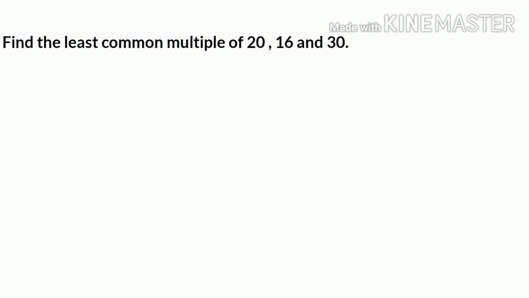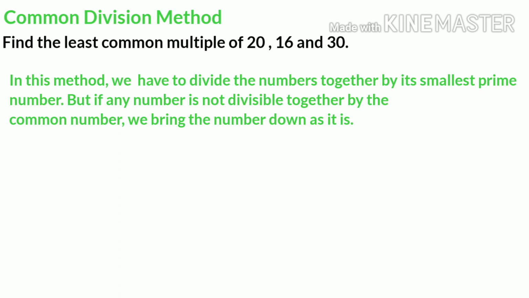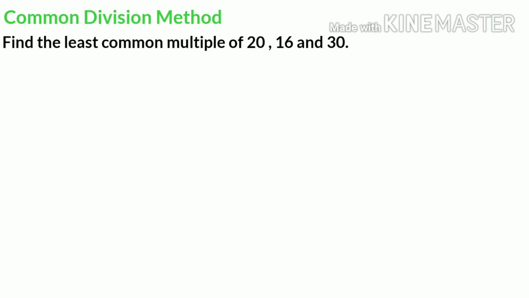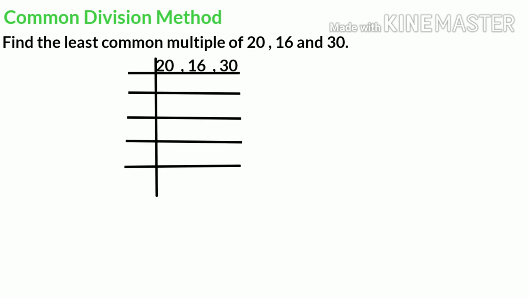Now let's solve the same question using the common division method. In this method, we have to divide the numbers together by its smallest prime number. But if any number is not divisible together by the common number, we bring the number down as it is. So let's start. By using the common division method, we will first write 20, 16 and 30 in a row separated by commas. Now we will divide the numbers by the smallest possible prime number, which can divide at least one of the numbers exactly.